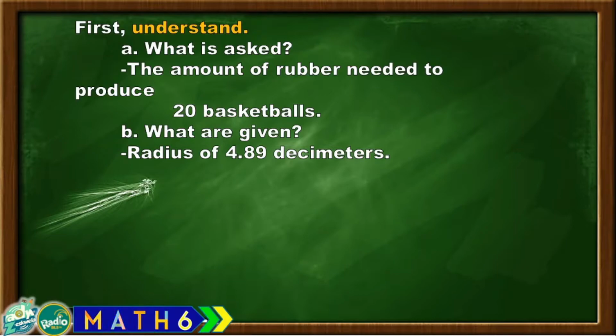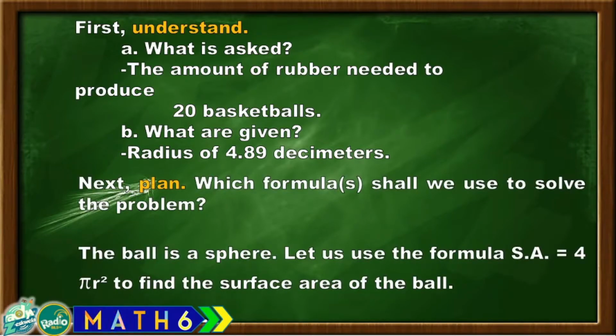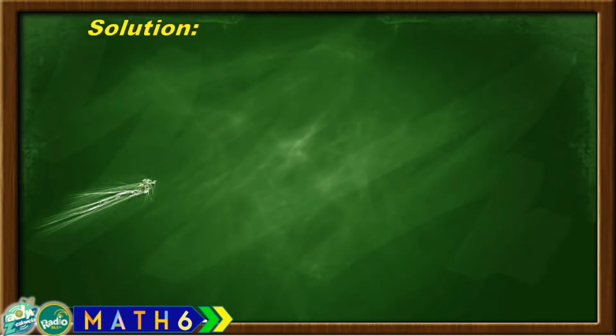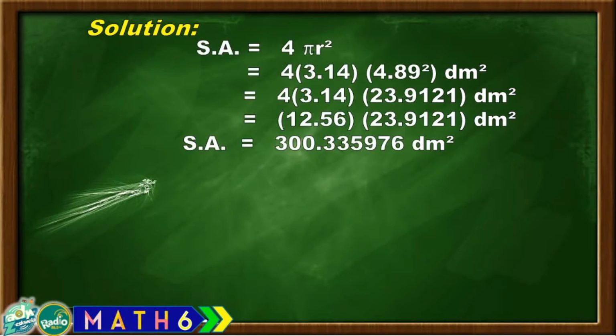Now, let us plan. Which formula or formulas shall we use to solve the problem? Very good observations. The ball is a sphere. So we need to use the formula surface area equals 4 pi r squared to find the surface area of the ball. Now let's do the solution of the problem. Surface area equals 4 pi r squared. We have 4 times 3.14, which is the value of pi, times 4.89 squared, which is the radius.